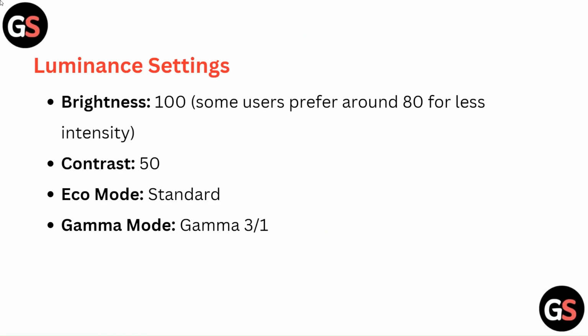Luminance settings. Brightness 100. Some users prefer around 80 for less intensity. Contrast 50. Eco mode standard. Gamma mode gamma 3/1.